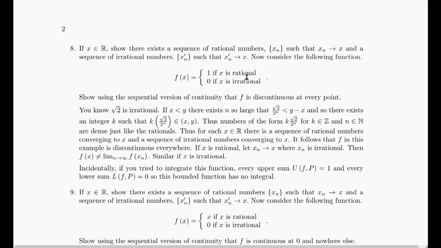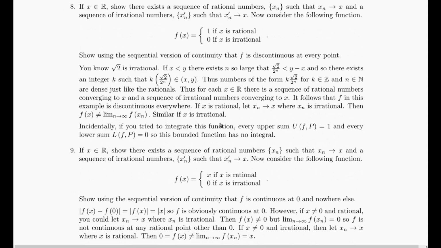Now, if I look at this function, I can say right away that this function is not continuous anywhere. If I pick a rational number, I could get a sequence of points x sub n that converges to that rational number, and the x sub n are irrational. So f of x sub n would be 0, and so the limit would be 0. The value of the function would be 1. So you see it's discontinuous at all rational numbers. And similarly, it's discontinuous at every irrational number, and that includes all the numbers.